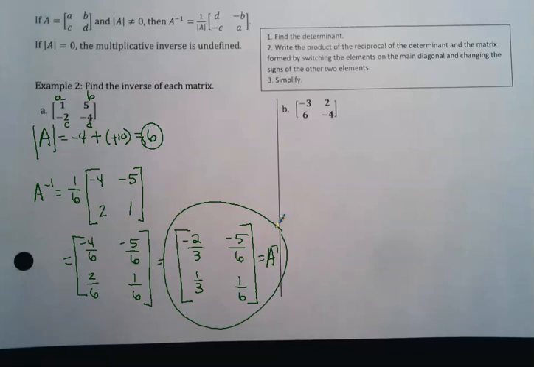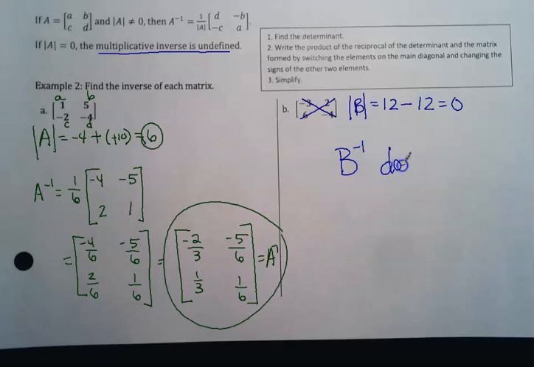Okay, let's do B. So let's find the determinant of B first here. So we're going to have negative 3 times negative 4 is a positive 12 minus 6 times 2 is 12. So 12 minus 12 is 0. Wait, what did it say about 0? If the determinant of A, or in this case B, equals 0, the multiplicative inverse is undefined. So we would say B to the negative 1 power does not exist. Or you could say it's undefined.